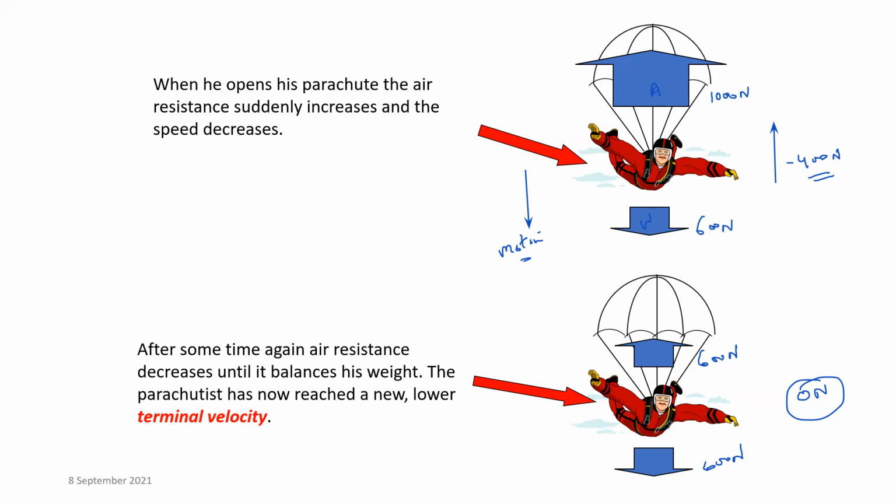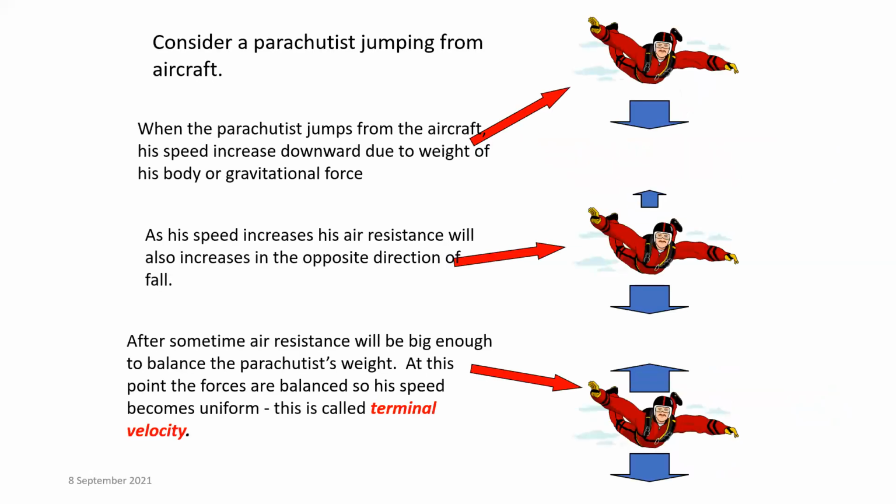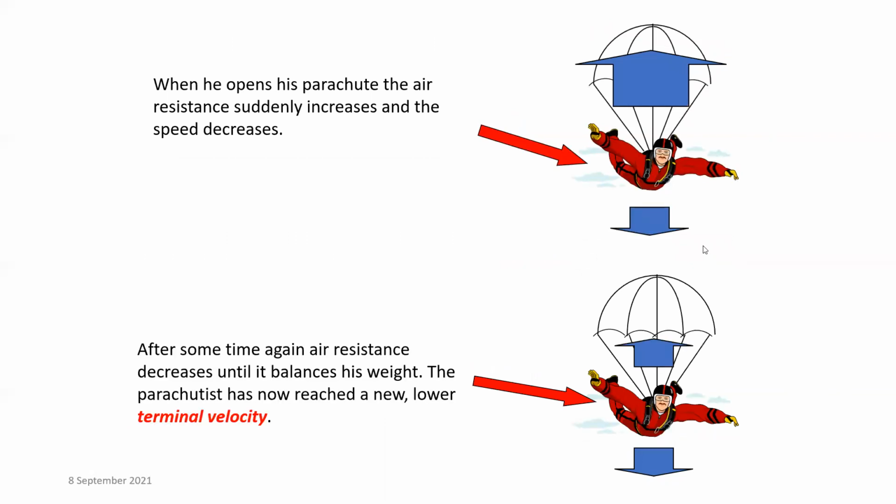Otherwise, if he is not able to open a parachute and he is falling with a terminal speed, this terminal speed will be higher, so it can be fatal, it can cause injury. But the moment he opens the parachute, he slows down and again reaches a terminal velocity, so it will not hurt the parachutist. So that's the advantage of using a parachute.